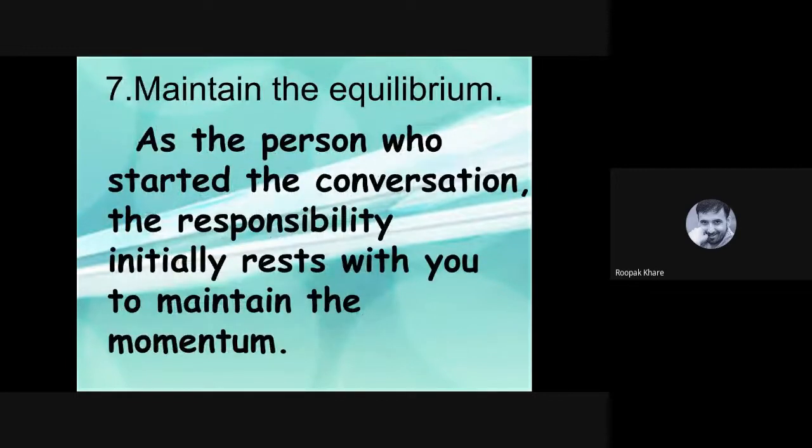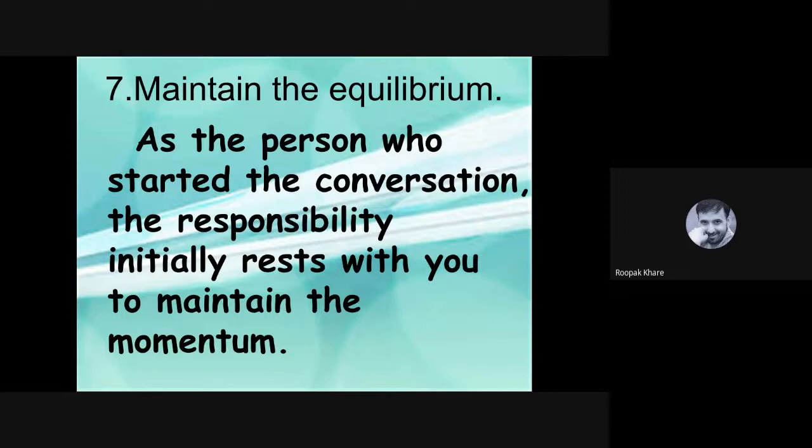Maintain the equilibrium. Equilibrium means when there is a state of equality, right? It is balanced. So when you're talking to somebody, there should be an equilibrium. You should speak, the other person should also get chance to speak. You hear, that person also hears. When he is cracking a joke, you laugh at it. When you are saying something comic, the other person enjoys it. So there should be an equilibrium, right?